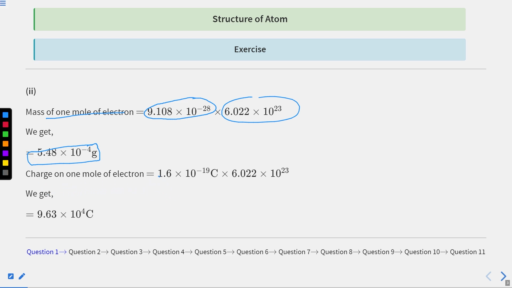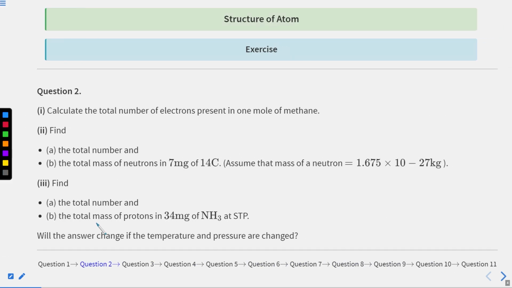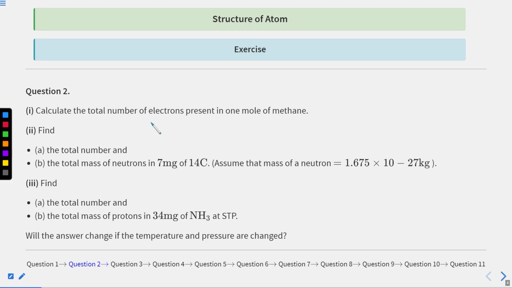So again, charge on 1 electron multiplied by 1 mole, that is 6.022 into 10 to the power 23. That would give us 9.63 into 10 to the power 4 coulomb. Next, find the total number of electrons present in 1 mole. We will do these questions one by one.